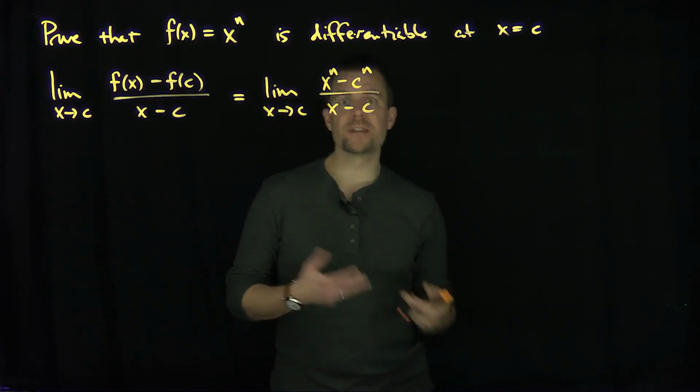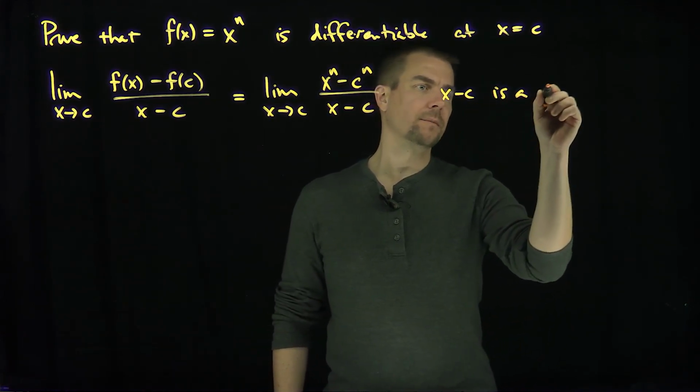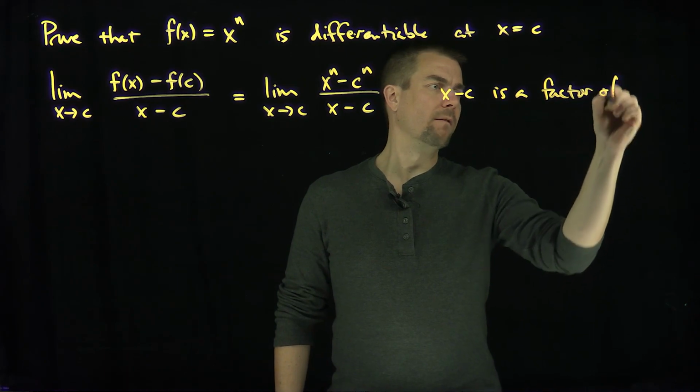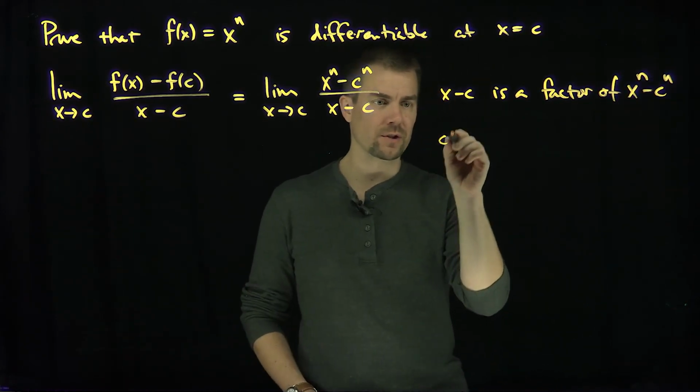Now, x minus c is a factor of x to the n minus c to the n. And how can we see that? We can use synthetic division to tell us what the coefficients are.